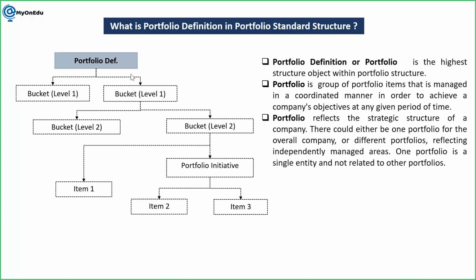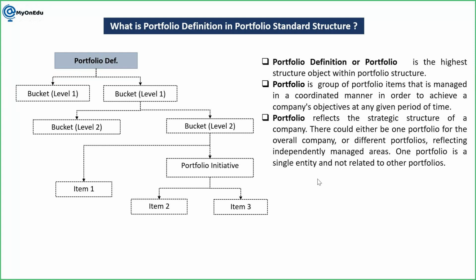Next, the portfolio reflects the strategic structure of a company. There could either be one portfolio for the overall company or different portfolios reflecting independently managed areas. One portfolio is a single entity and not related to other portfolios. Means one portfolio is a single entity that is not going to transfer or push any data to other portfolios. We'll understand this concept, how exactly we need to align with the requirement of the client.